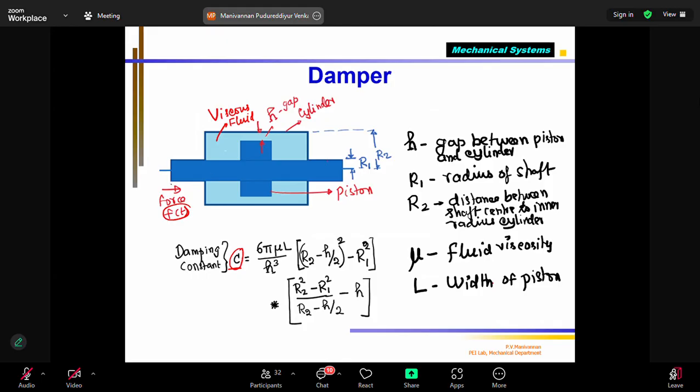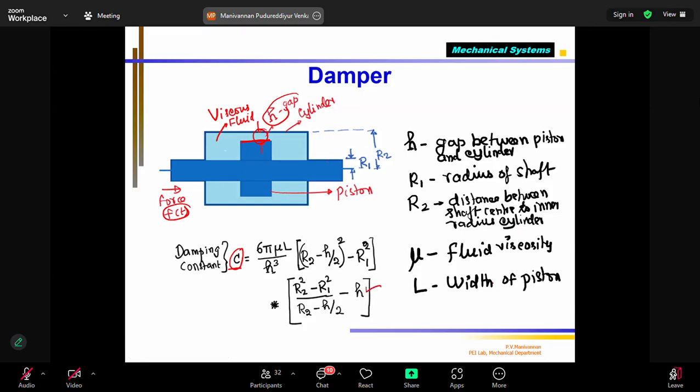Velocity depends on the force applied, correct? So in that case, the damping constant is 6 into pi into mu into L divided by H cube, multiplied by (R2 into (H by 2) whole square minus R1 square), multiplied again by (R2 square minus R1 square) divided by R2 in (R2 minus H by 2) minus H. All the parameters explained. This gap is the gap between the piston top surface and the cylinder inner wall. That is the gap size, given as H.